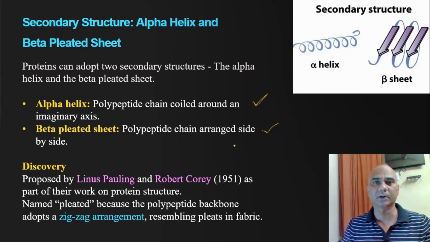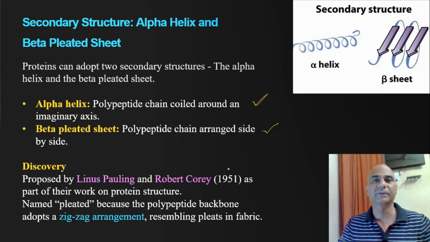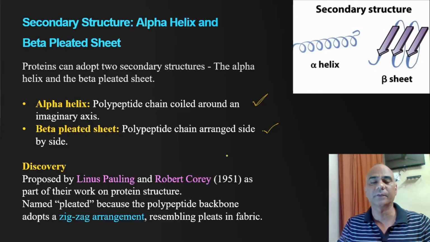Linus Pauling and Robert Corey, famous biochemists, discovered these structures, the alpha helix and the beta pleated sheet, by the X-ray crystallography technique in 1951. Whenever it is asked in an objective examination which technique is used to elucidate the 3D structure of any biomolecule, you can say the X-ray crystallography technique. The X-ray crystallography technique is used to visualize the 3D structure of any biomolecule. So it may be asked in objective examinations and multiple choice questions.